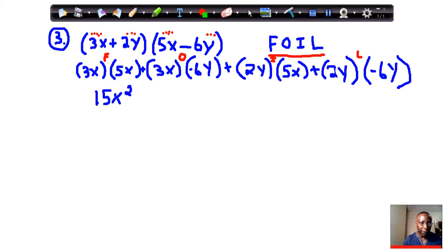And then the next one is, now this is a negative term. How do we know? Because a positive times a negative, the result will be negative. So then we have to have a negative here, right? So 3x times a negative 6y is going to give us 3 times 6 is 18. So that's going to be a negative 18. Negative 18 what? xy.